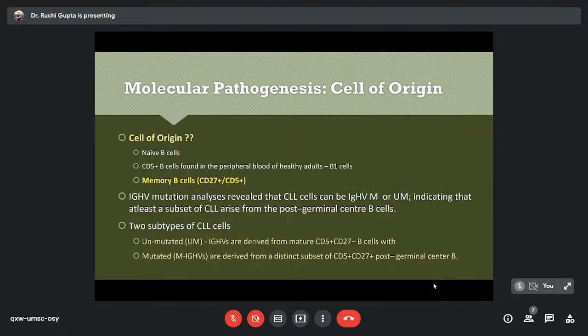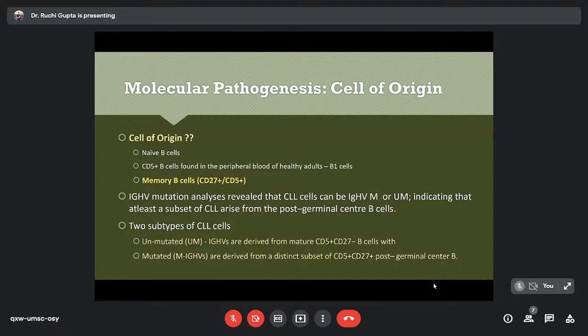a CD5 positive phenotype. Because of the study of the immunoglobulin heavy chain variable mutation analysis, it has been shown that a subset of these have actually interrogated an antigen and have undergone somatic hypermutation, while a subset of these CLL are actually naive, meaning they do not pass through the germinal center. So based upon this, there are two broad subtypes of CLL cells depending upon the cell of origin.